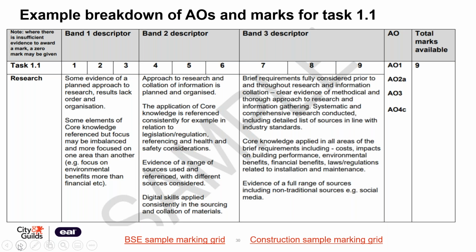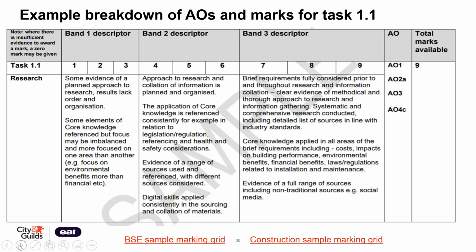So you can see how the different band descriptors relate to those 9 marks. Now if you look at the wording within this, the band 1 descriptor, to get between 1 and 3 marks for that, taking into account those AOs that you can see in that column, they're looking for some evidence of a planned approach to research.